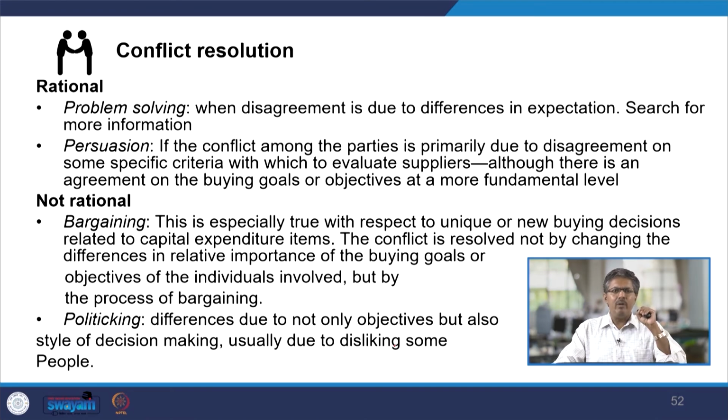But sometimes conflicts can happen which are not rational, but in real life you can't always expect things to be rational. Now, what is this? Let us say this is especially true with respect to unique or new buying decisions, when you are trying to make some new buying decisions and there is a capital expenditure case coming up. So, the conflict is resolved not only by changing the differences in relative importance of the buying goals or objectives of the individual, but by the process of bargaining. Now, what happens here?